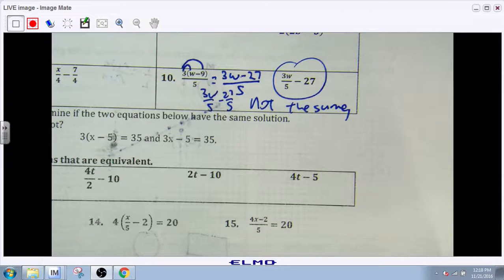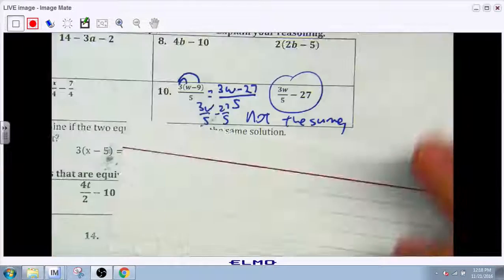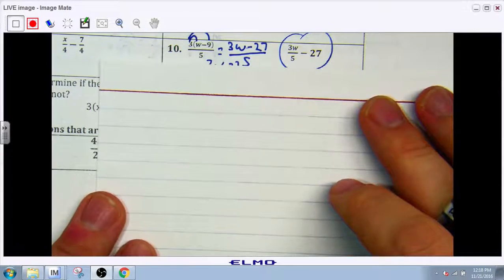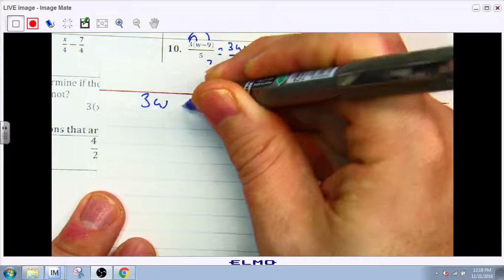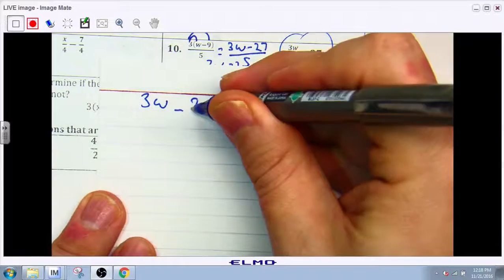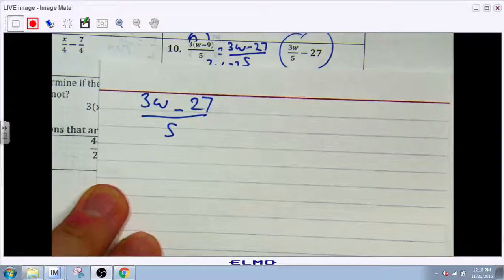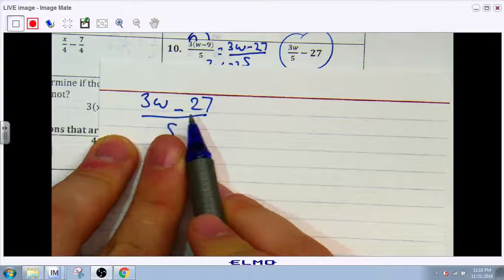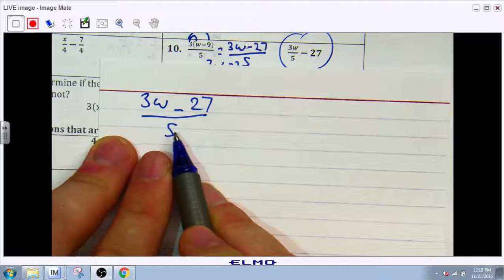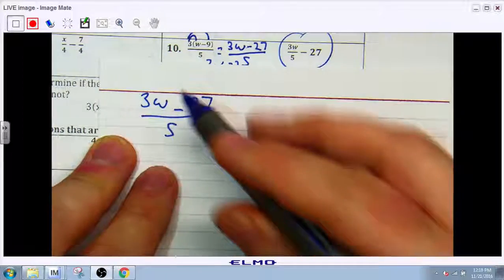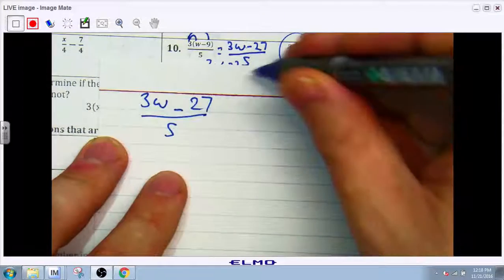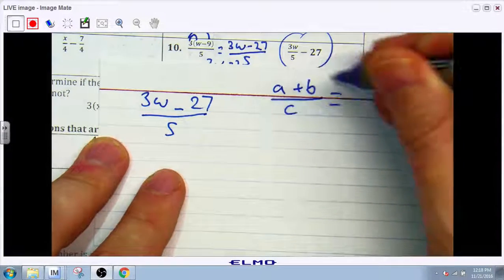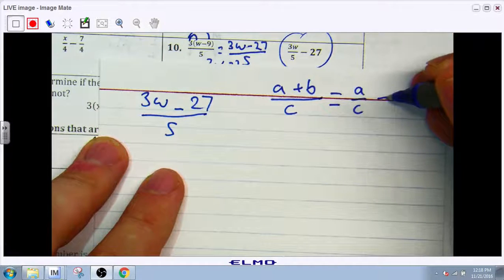So let me do it a little bit more clearly. What we're looking at here is we end up with 3w minus 27 all over 5. And we can split this. This is called a binomial when we have two terms, a two-term statement, but it's all being divided by 5. So when we say it's all being divided by 5, that means each term can be divided by 5. So for example, if a was a term, b was a term, and I was dividing by c, this would be the same thing as a over c plus b over c.